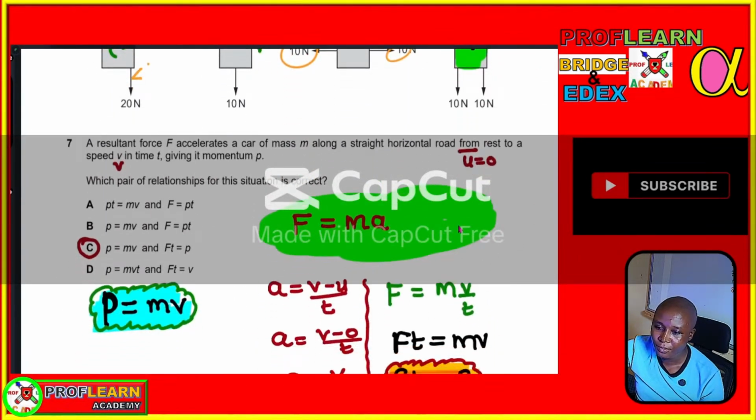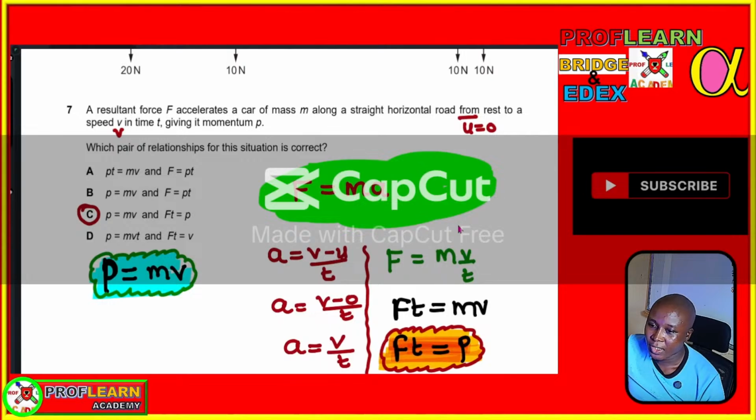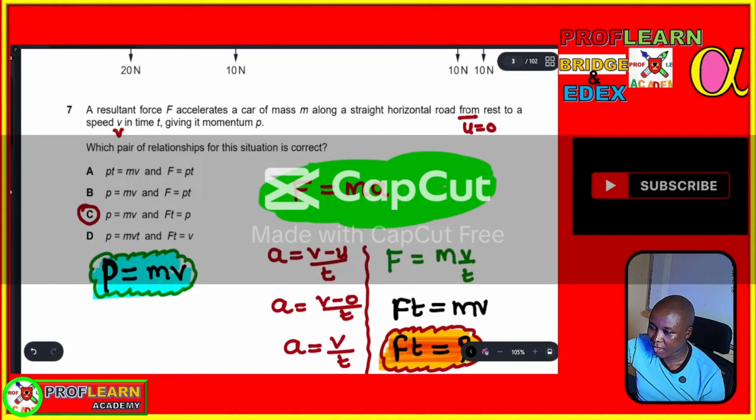Question 7. A resultant force F at that given point.